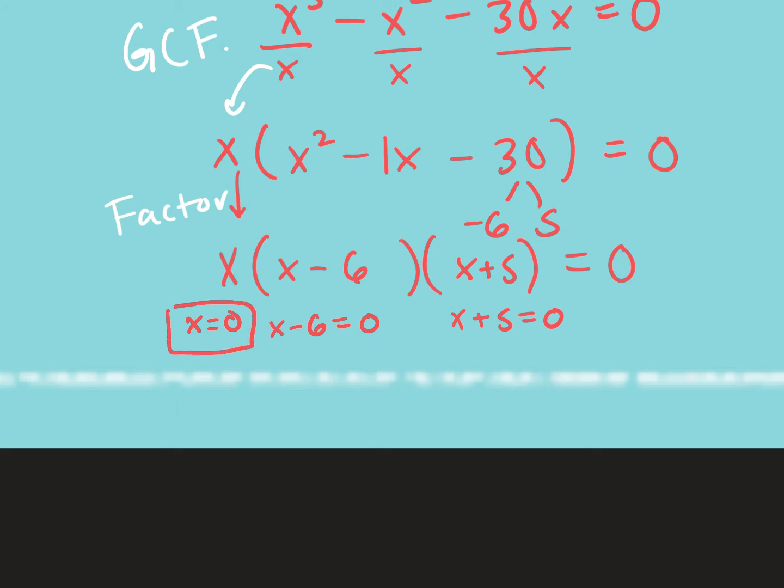How do I solve the next one? Add 6. So what does x equal? X equals 6. And then the other one? Subtract 5. So what does x equal? Negative 5. So those are my 3 answers. So I took out the greatest common factor, then I factored, and then I solved.